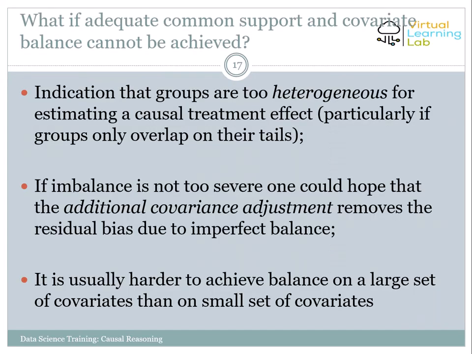Now, what if the overlap is terrible? This would indicate that the groups are too heterogeneous. In other words, the treatment group is very different from the control group, like comparing apples and oranges. Therefore, propensity score analysis wouldn't be appropriate. Now, if imbalance is not too severe, it could be improved by additional covariate adjustment in the outcome model. You could improve it by changing the method to estimate propensity scores as well.